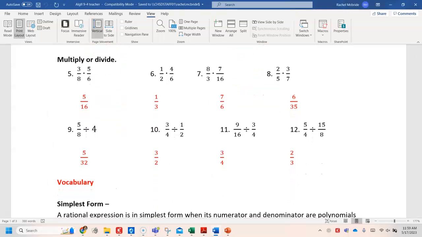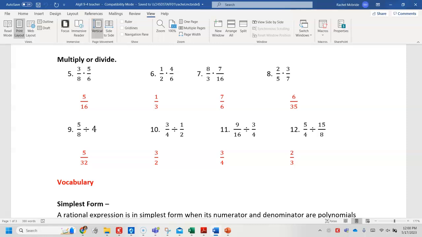The second half of the warm-up has to do with multiplying and dividing fractions because that's going to be the other aspect of what we're doing. We're going to multiply and divide expressions. So when multiplying fractions, the rule is that you multiply straight across, and then if possible, you simplify.